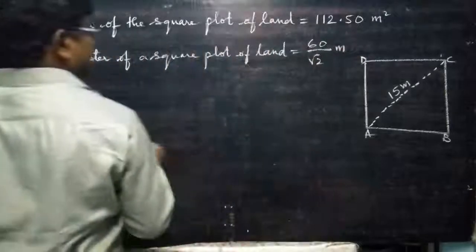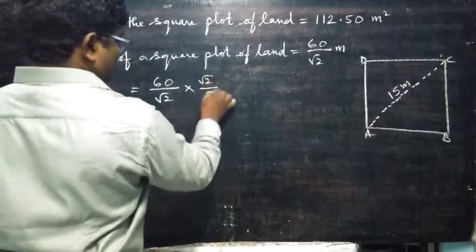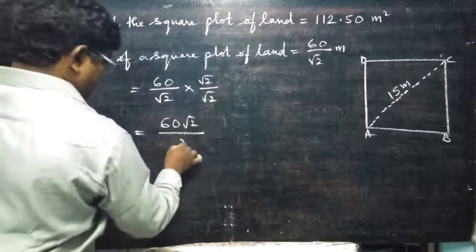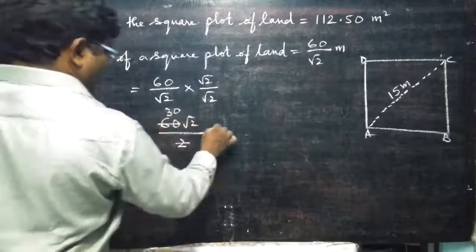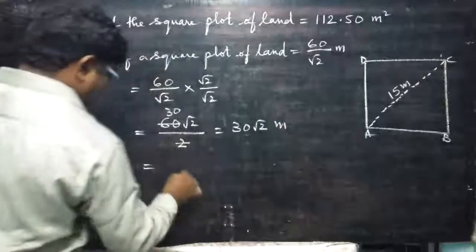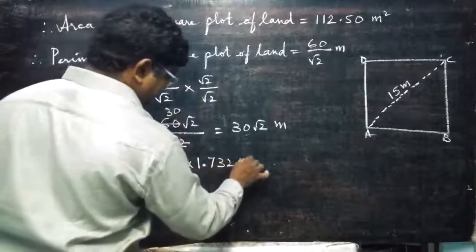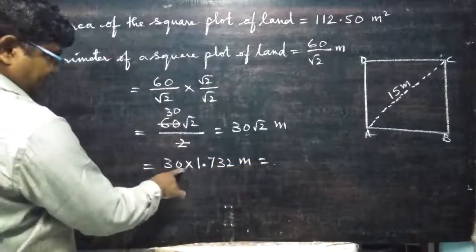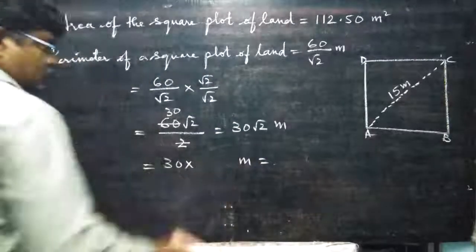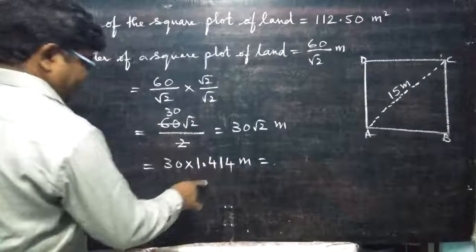We want to change it into decimal. The denominator is irrational. Make it rational. The rationalizing factor is root 2. Multiply numerator and denominator with root 2. 60 root 2 by root 2 into root 2, which is 2. 2 goes into 60, 30 times. So we get 30 root 2 meters. We know the value. 30 into root 2 value is 1.732 meters. Sorry, root 2 value, I wrote the root 3 value. They ask root 2. Root 2 value is 1.414. This is the value of root 2.